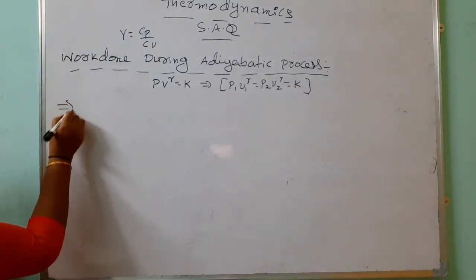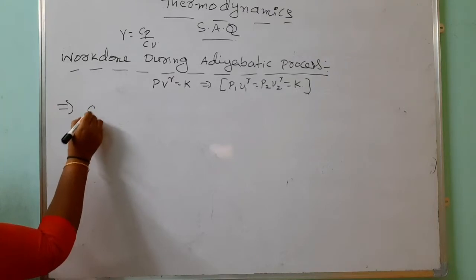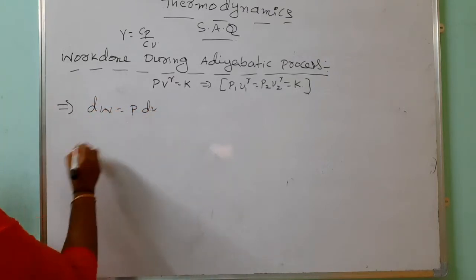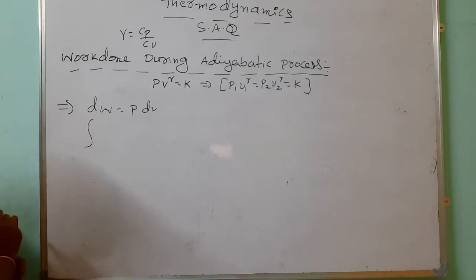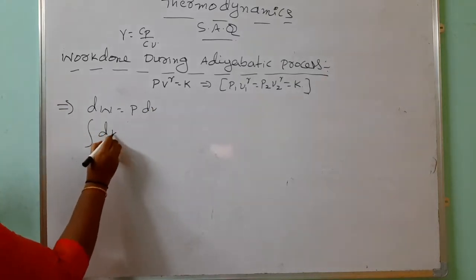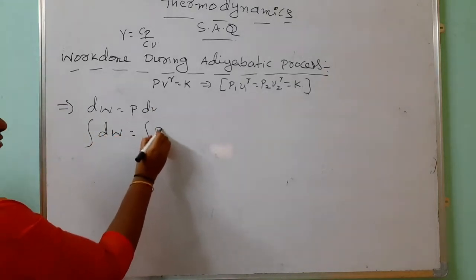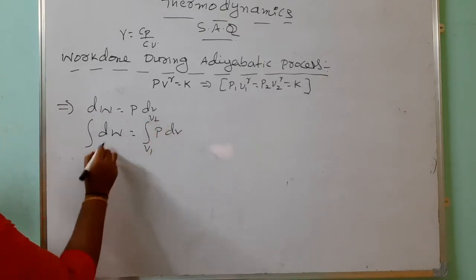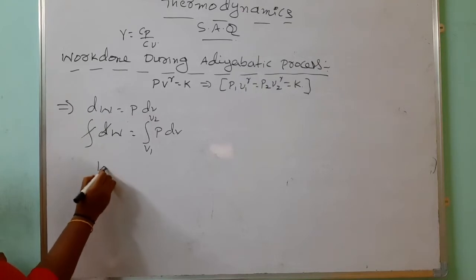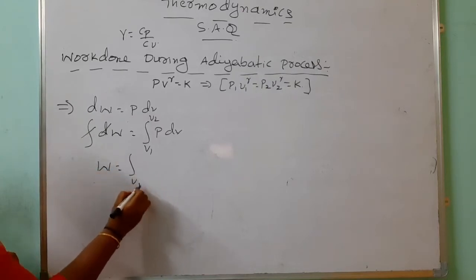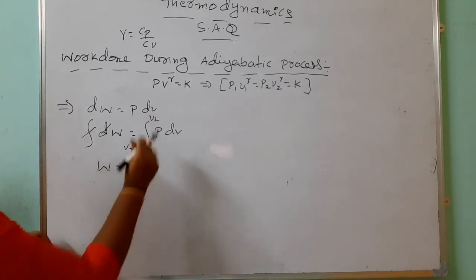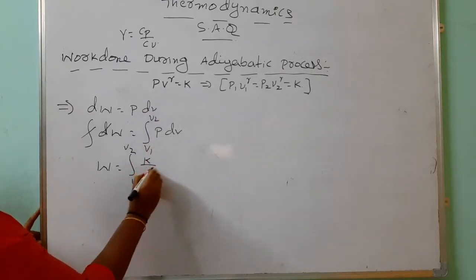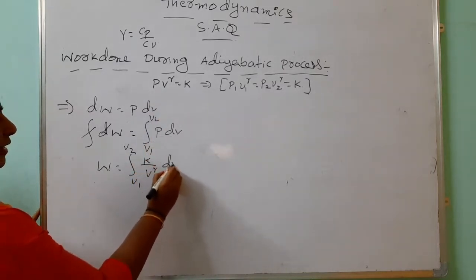Then come to our answer. Here we take the same, work done equals pressure into change in volume. On both sides we take the integration: integration of dW equals integration of P dV, with limits V1 to V2. So here this cancels, and work done equals integration from V1 to V2, where instead of P we write K by V power gamma into dV.